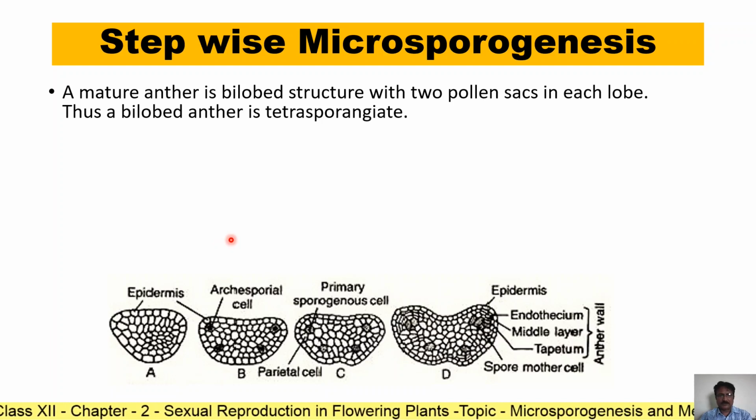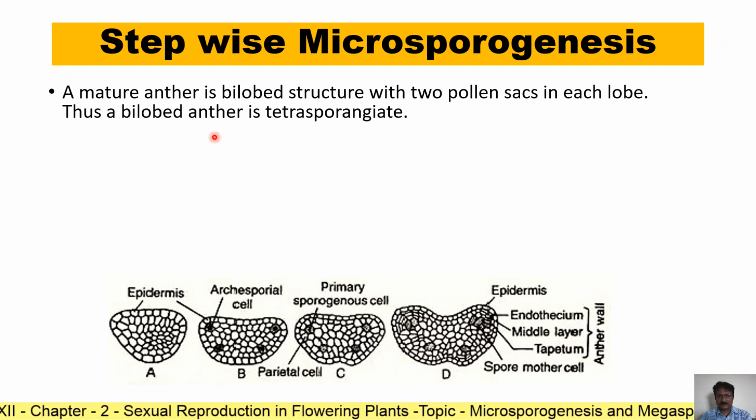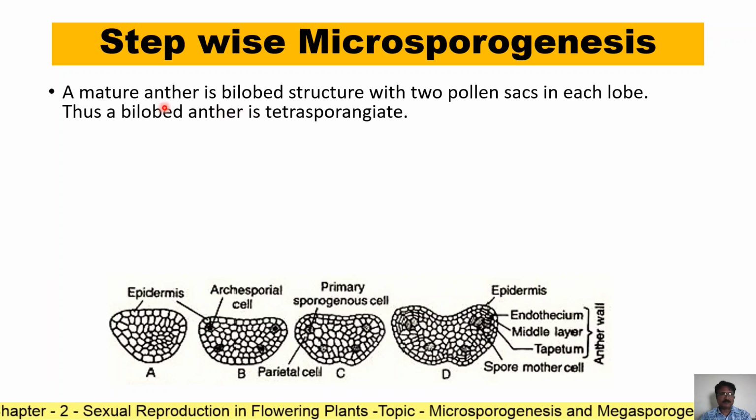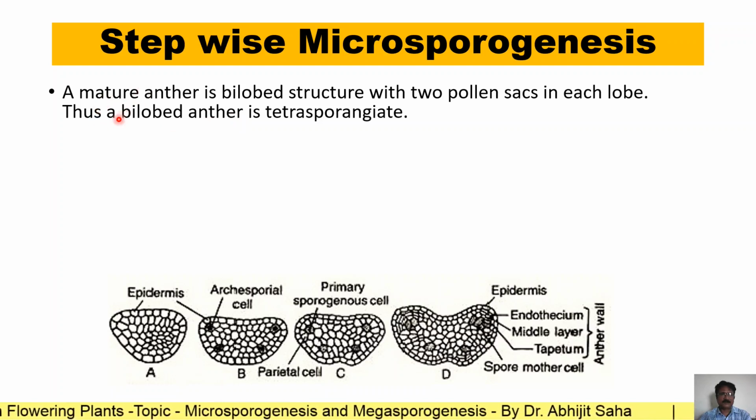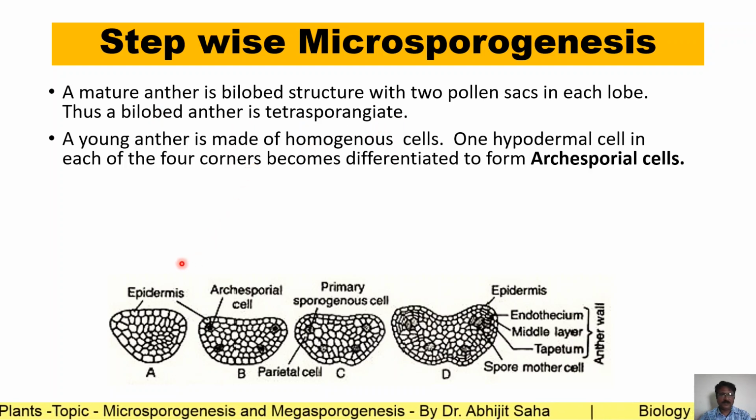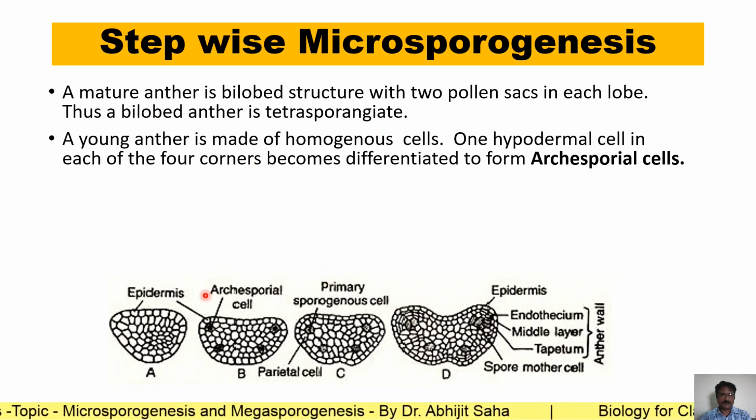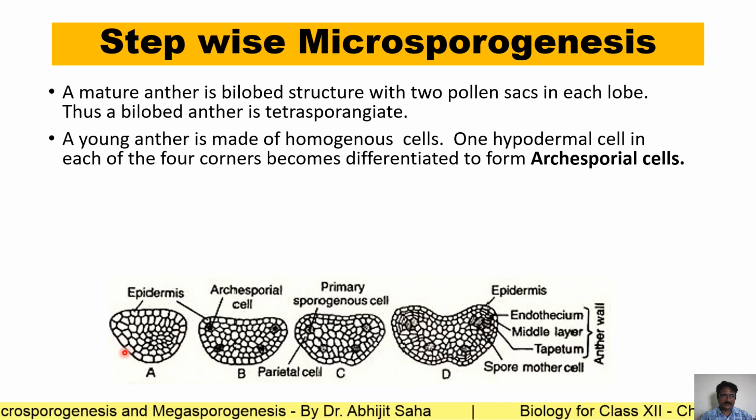If you see the matured anther, we find that each mature anther is bilobed. There are two lobes, and in each lobe there are two pollen sacs. That means two pollen sacs in two lobes means there are four pollen sacs. So a matured anther is bilobed and tetrasporangiate. Now if you consider the development, this is a very young anther, an oblong shaped structure full of homogeneous cells.